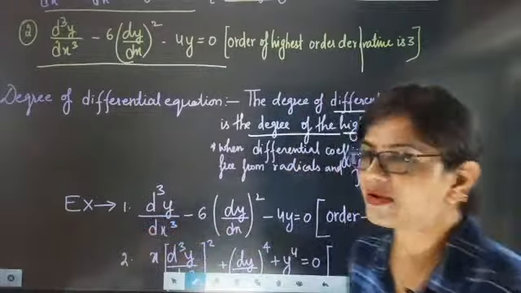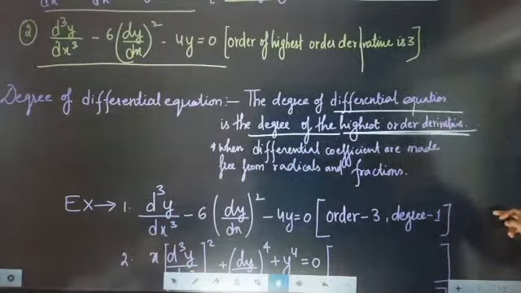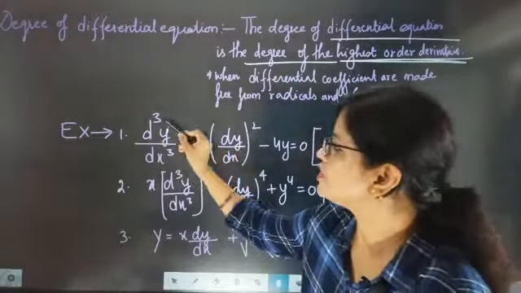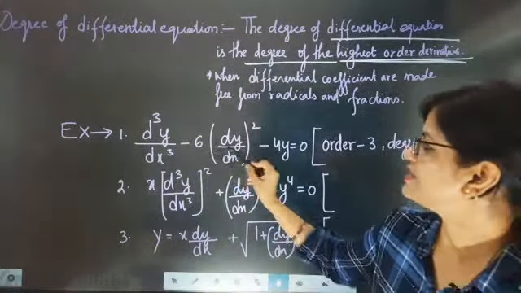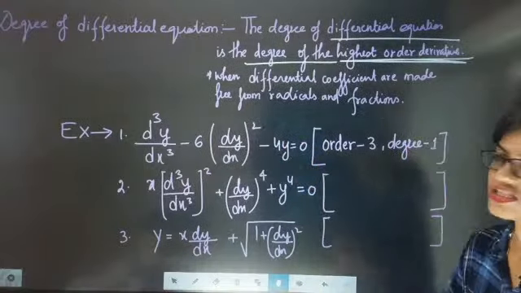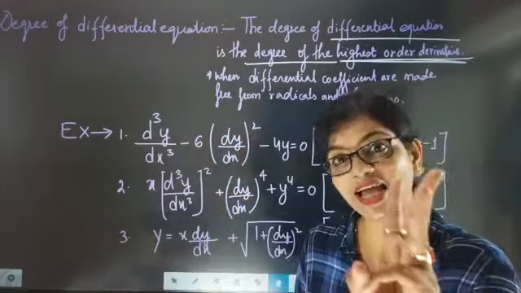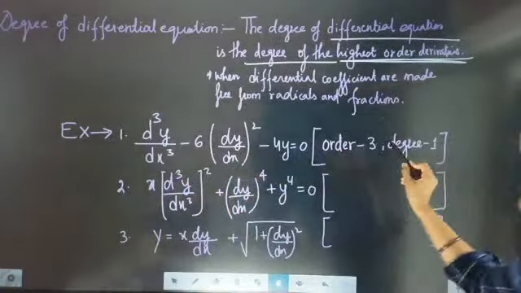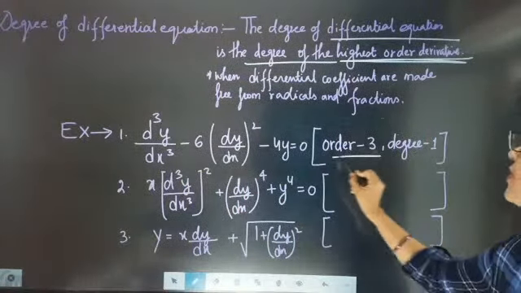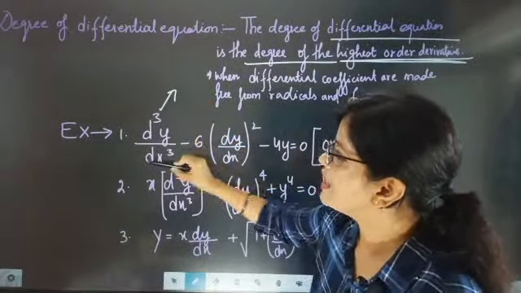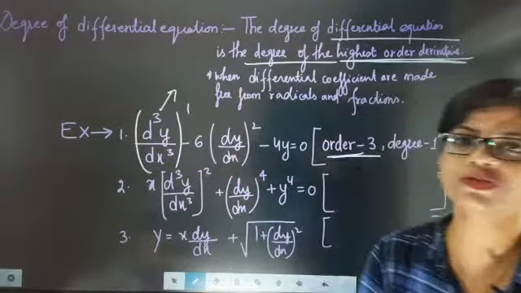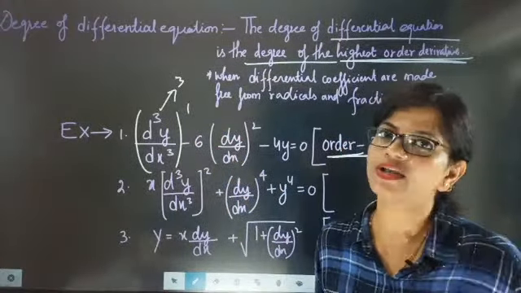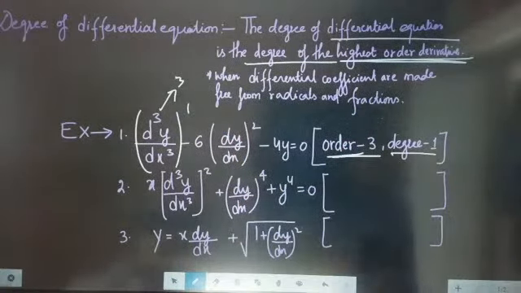So first example I have done for you. Second example, you have to tell me the answer. d cube y by dx cube minus 6 dy by dx whole square minus 4y. So what is the order? 3 times differentiated, so order is 3. Now, from the highest order, its degree is 1. Highest order is 3, and its power is 1. So its power or degree is 1.